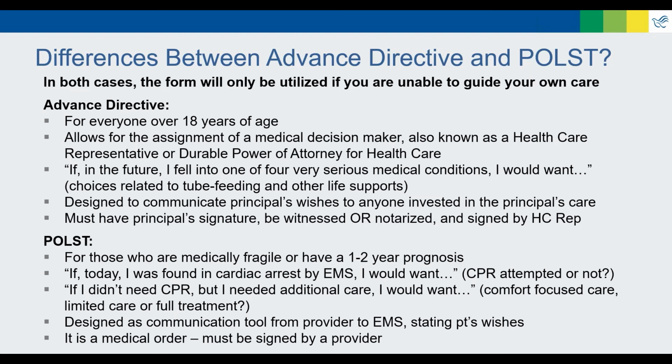It allows for the assigning of a medical decision maker, also known as a healthcare representative or durable power of attorney for healthcare. That's a person who would make choices for you if you couldn't make choices for yourself about the kind of care you want. And the advanced directive in general asks, if in the future I fell into one of 4 very serious medical conditions, I would want, and then the choices are related to tube feeding and other life supports. This is for Oregon, obviously. Other states' advanced directives are different, slightly and some more substantially.